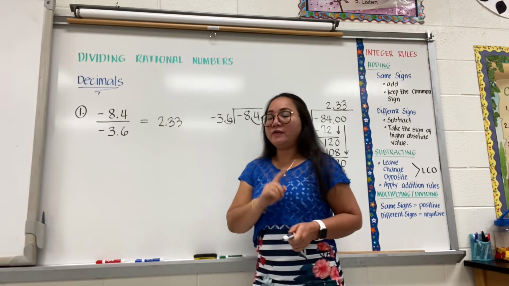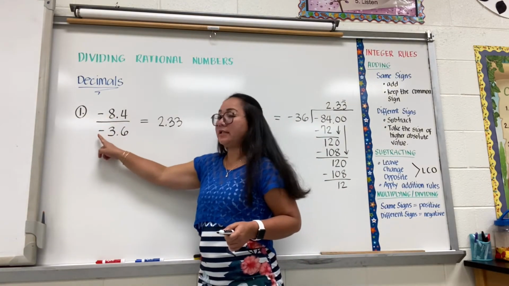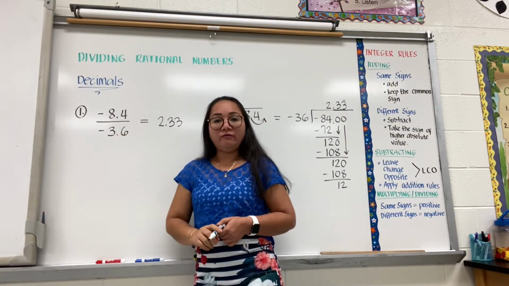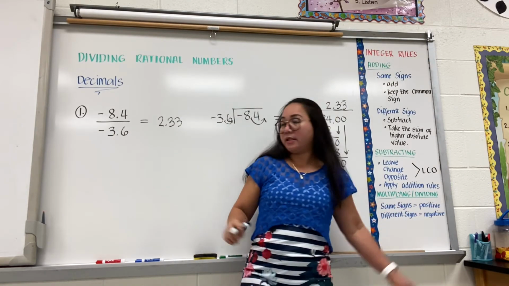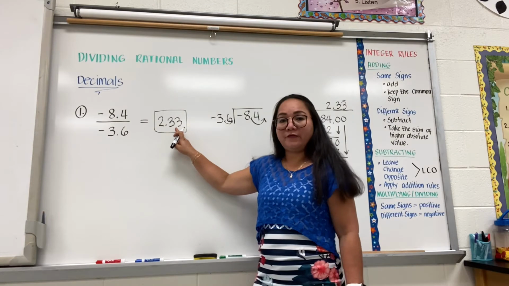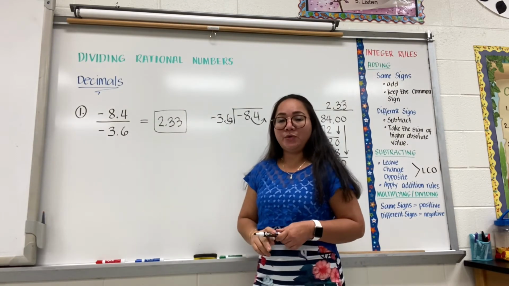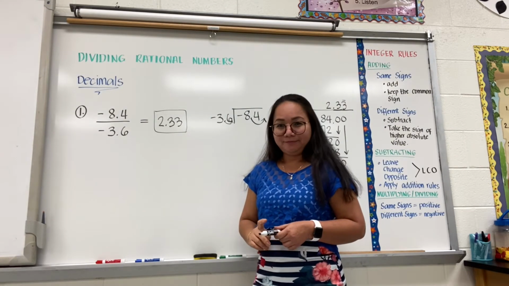Alright, take note of the sign. This is negative, this is negative. We are dividing same signs, so the answer is positive. So this is the final answer: positive 2 and 33 hundredths.